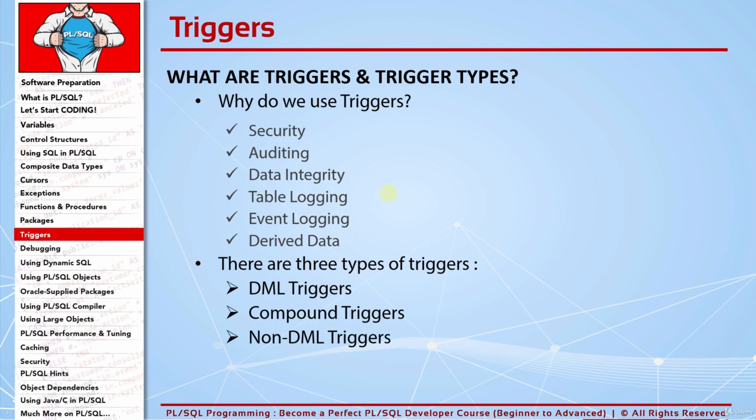We can create triggers on tables, views, users, or the database itself. And they are fired automatically by the database when the specified event occurs. We have a couple of types of triggers, and we will learn them one by one in the further lectures.